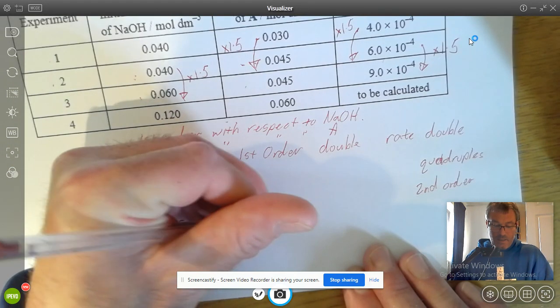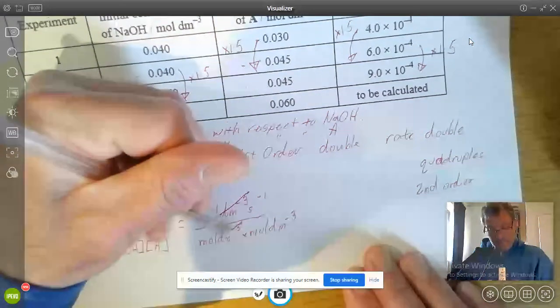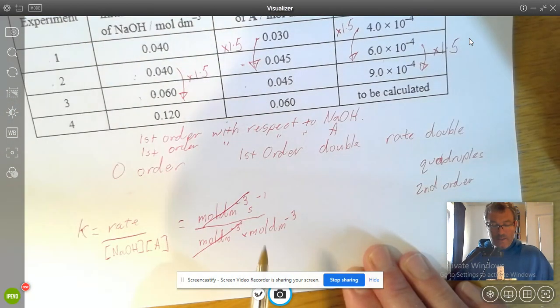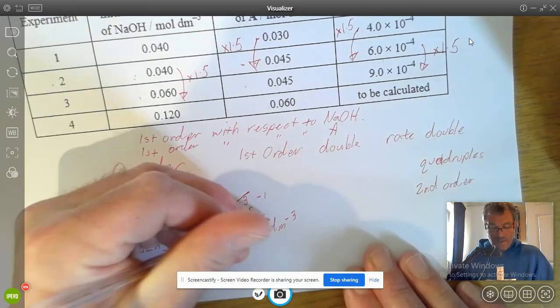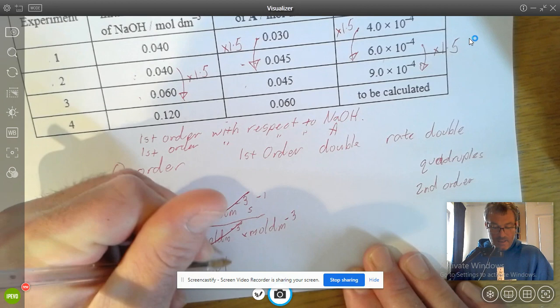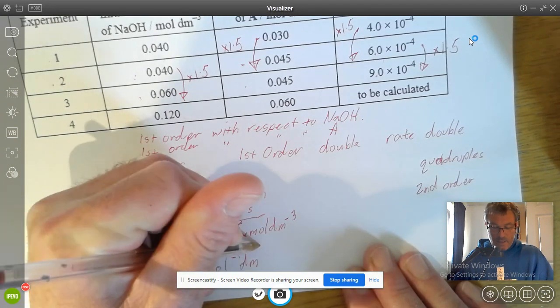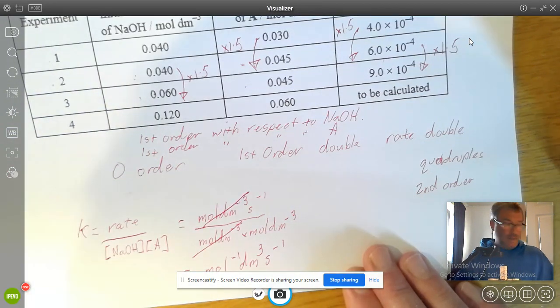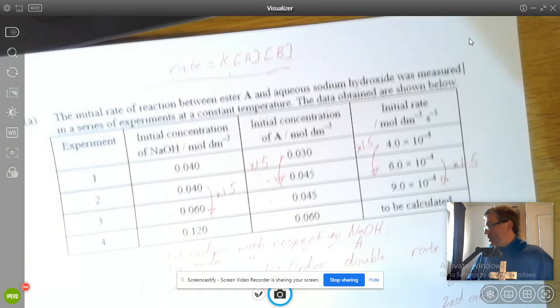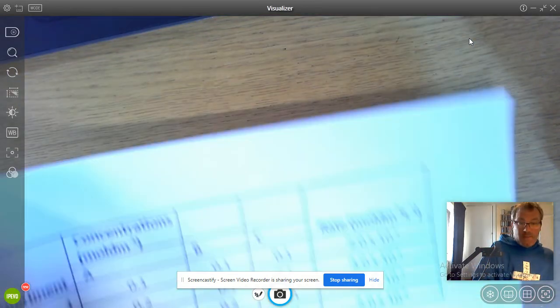We can cancel out those. Now we need to tidy it up. So we need to move a mole per decimeter cubed to the top. That means the signs invert, so it becomes mole to the -1, decimeter cubed, seconds to the -1. Easy.